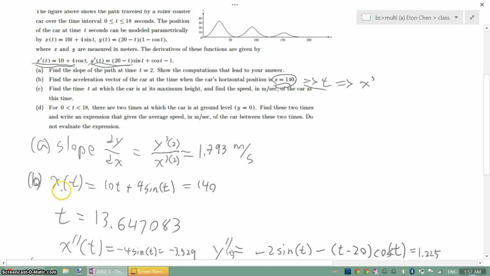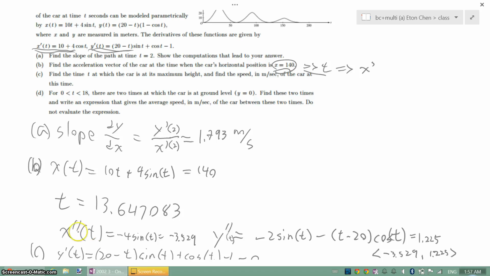We know that the position is 140, and we use the position equation to get the t, and so this is the t. After I got the t, I took the derivative of the first derivative equations, and then I plugged the t in, which gave me the acceleration of x and acceleration of y. And to make it an acceleration vector, you just need to put it in brackets, x comma y.